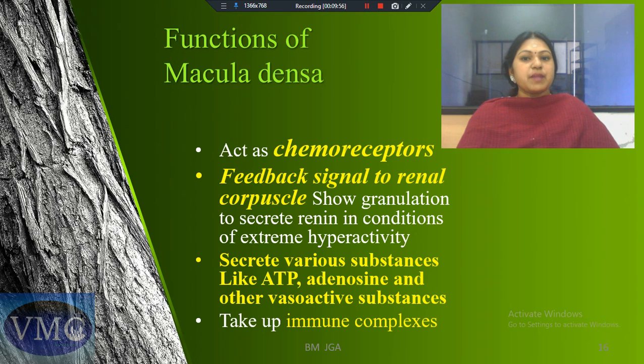So it gives a feedback signal to the juxtaglomerular cells, and they show granulations to secrete renin in conditions of extreme hyperactivity too. So not only chemoreceptors and sending feedback signals, sometimes it stimulates renin secretion too. It also secretes various other substances like ATP, adenosine and other vasoactive substances, which are very important in transmitting the signals from the macula densa to the juxtaglomerular cells. They also take up immune complexes.